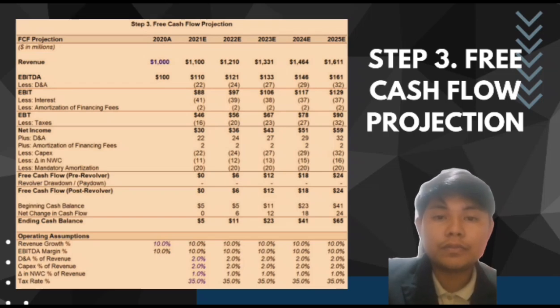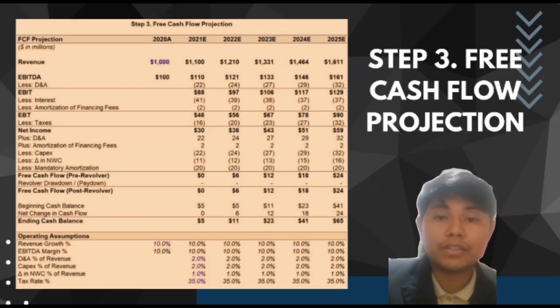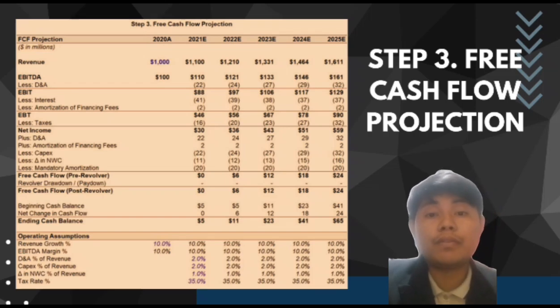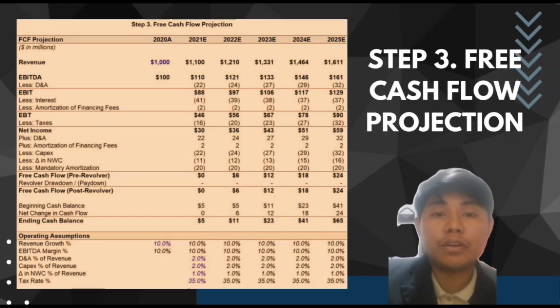So this free cash flow projection shows a company with strong and consistent financial growth. Revenue and profit increase steadily while cash flow improves year by year. By 2025, the company builds a healthy cash balance of 65 million, indicating solid financial health, efficient operations, and the ability to invest, repay debt, or return value to shareholders.